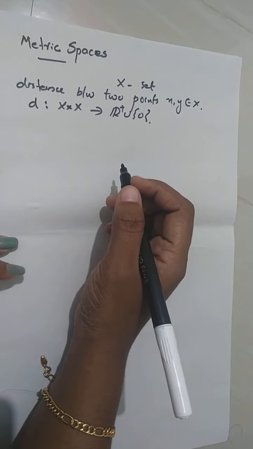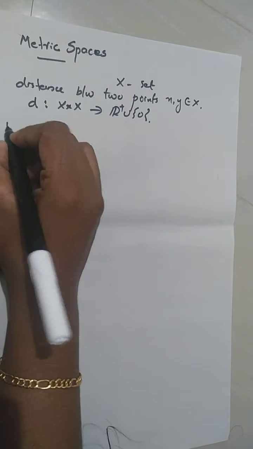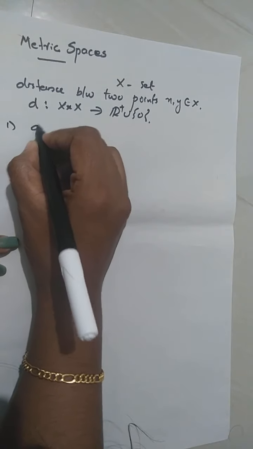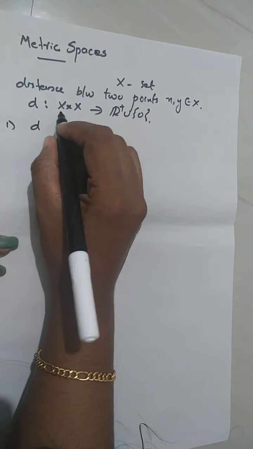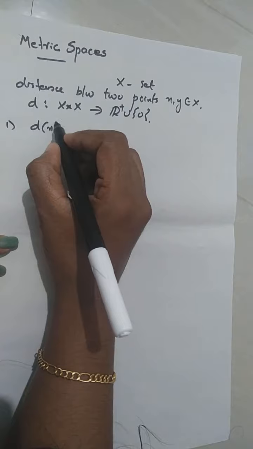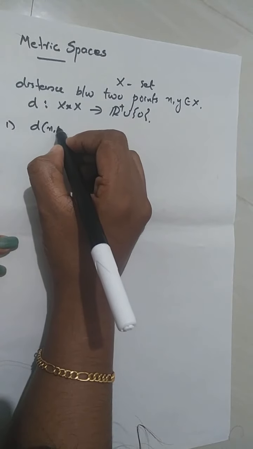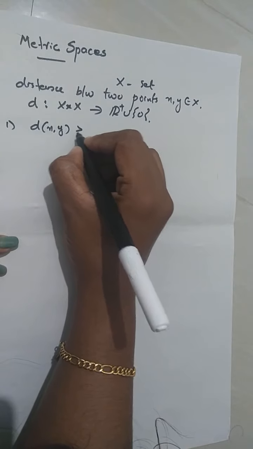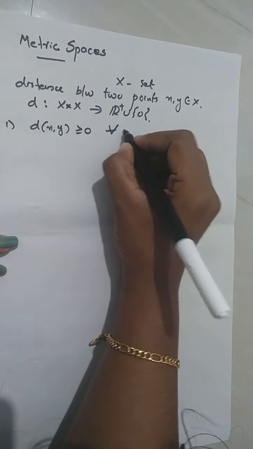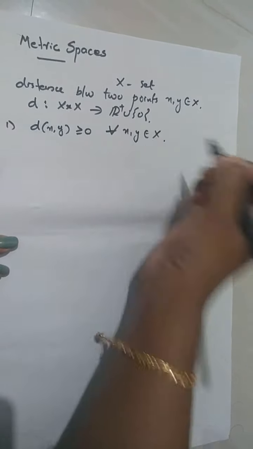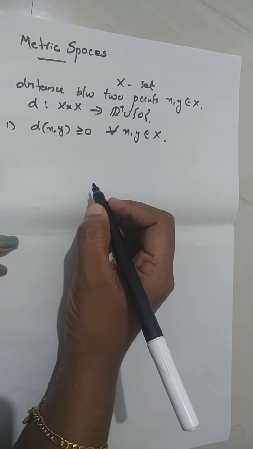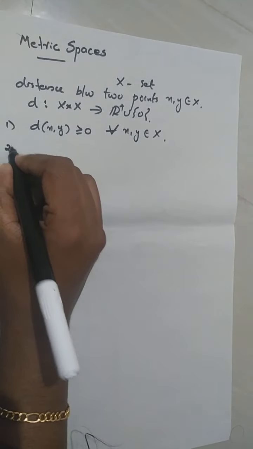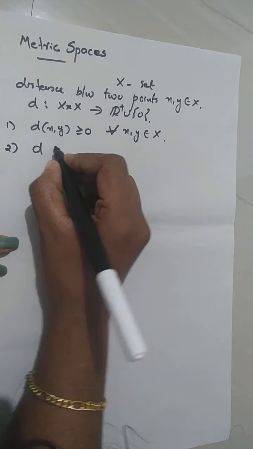Okay, then what are the important properties of distance? We all know distance is always positive. Elements of X cross X are ordered pairs, so we can define D of (x, y). Then D of (x, y) should always be positive for any points x, y in the given set capital X. Distance is always positive, that is the first point.